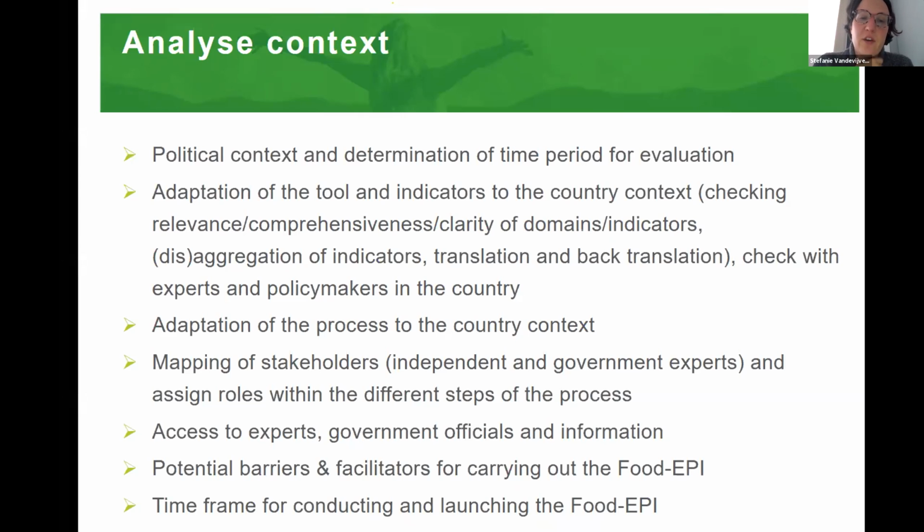Then a mapping of stakeholders is always good. You need to look at what the expert panel is going to be like, who are the organizations that you want to have as part of your expert panel, organizations and academics and so on, and who are the key stakeholders in government that you will need to contact or engage with for the evidence document. Ideally you would like to have them observing the process as well.